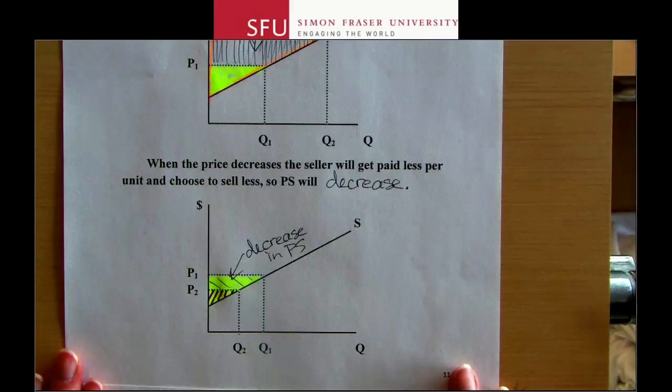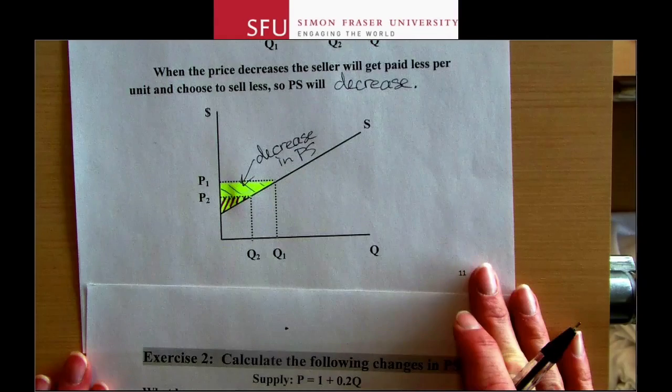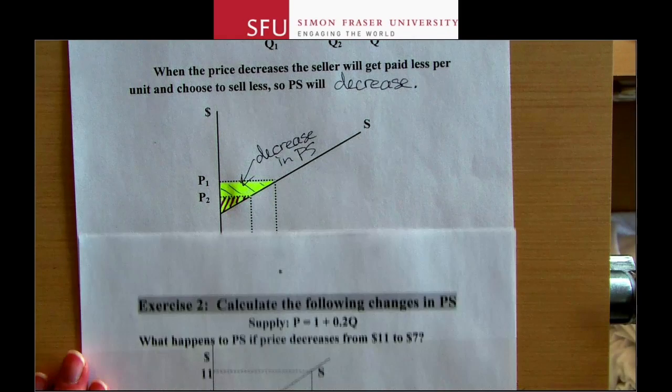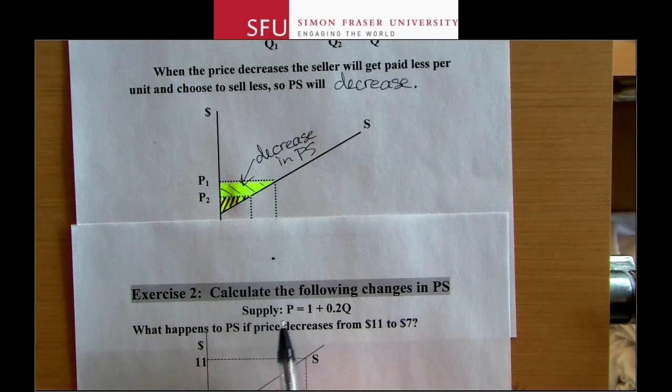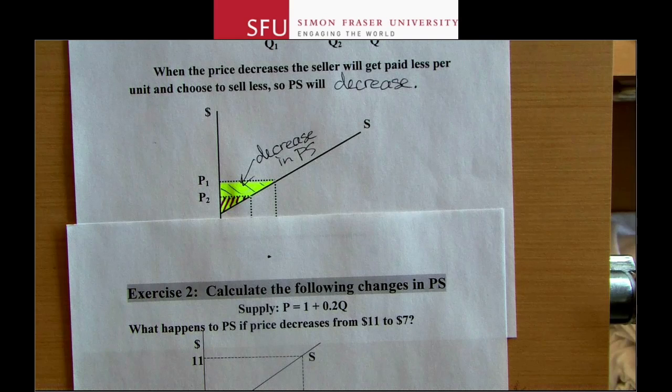Okay, so now we'll do a couple examples using equations. So we have a supply function. It's the same function as the other calculation example. And the producer surplus decreases from 11 to 7. Okay, so we had already done the calculation at 11. We did that before the break. That was on page 10.